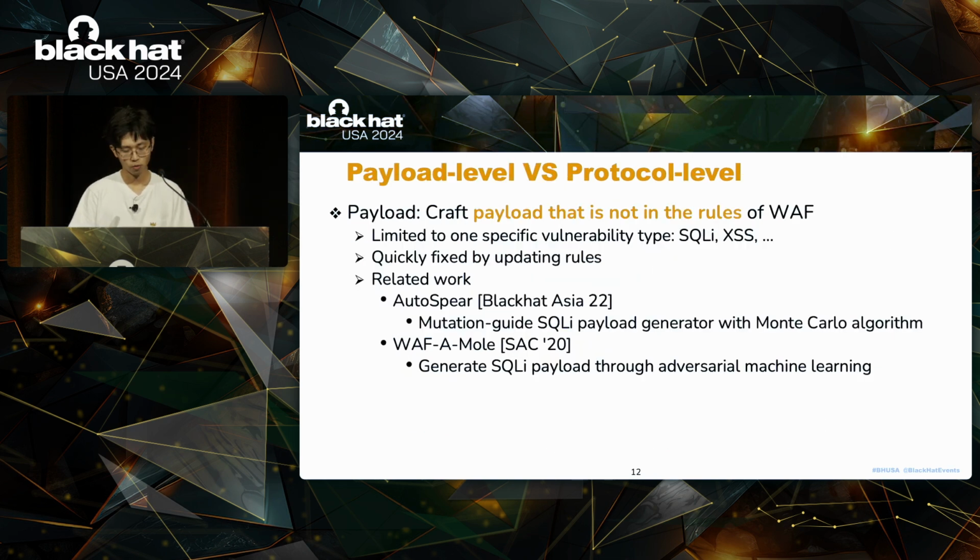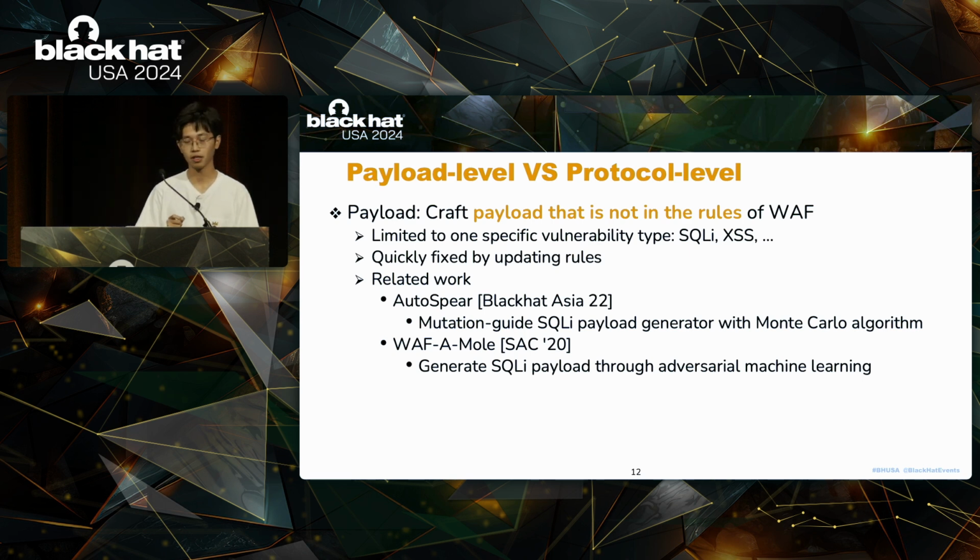To sum up, we actually found two ways to bypass WAF. The first way is to craft a payload that is not in the rules of the WAF. There are many works that try to automatically generate payloads that can bypass WAF, like AutoSpear and WAF-A-MoLE. However, these approaches are limited to one specific vulnerability type, such as SQL injection or cross-site scripting attacks, and vendors can quickly block this payload by updating their rules.